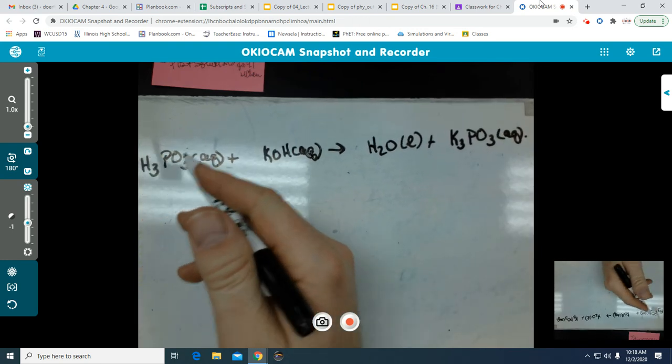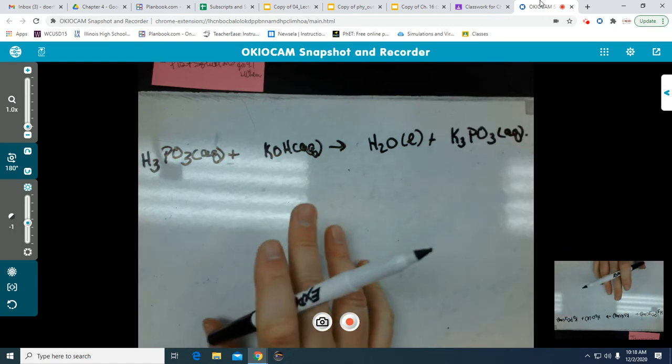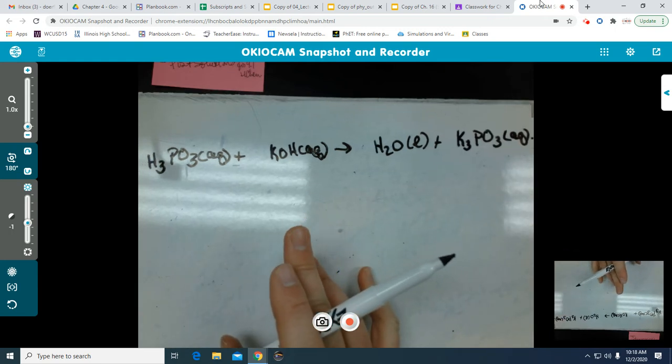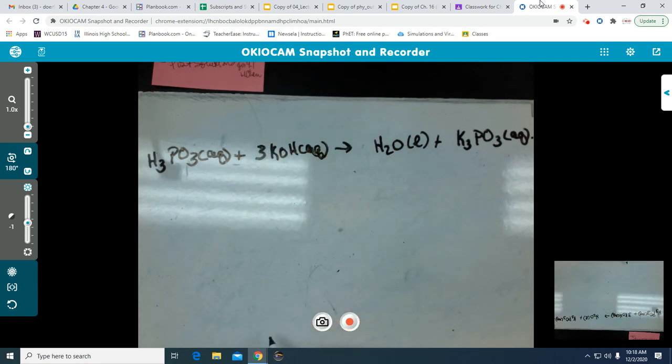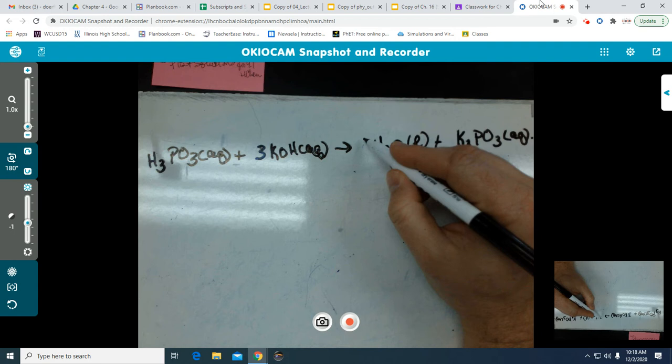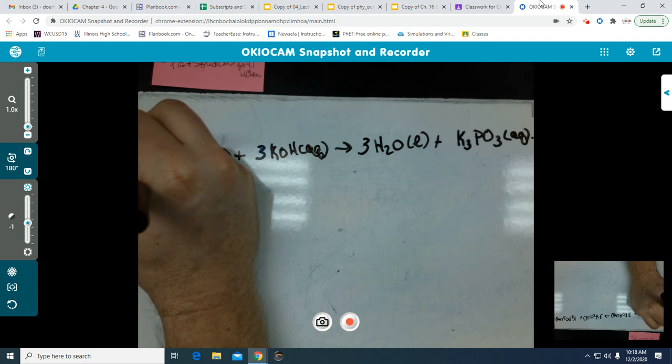So again, now that we've got our reactants and our products predicted, we have to balance it. And so the balanced chemical equation, we're going to put a 3 in front of the potassium hydroxide and a 3 in front of the H2O, and that should get us where we need to be. Okay, so that is part A.